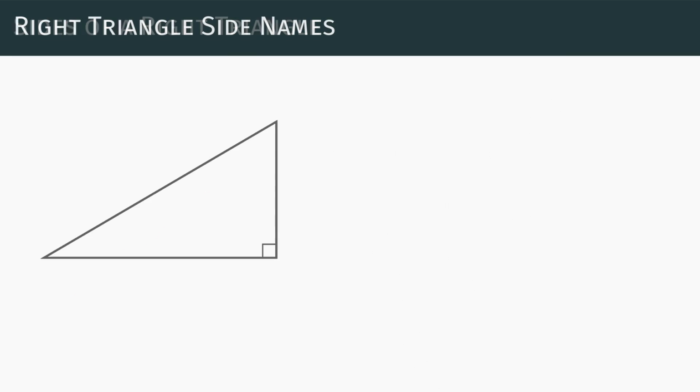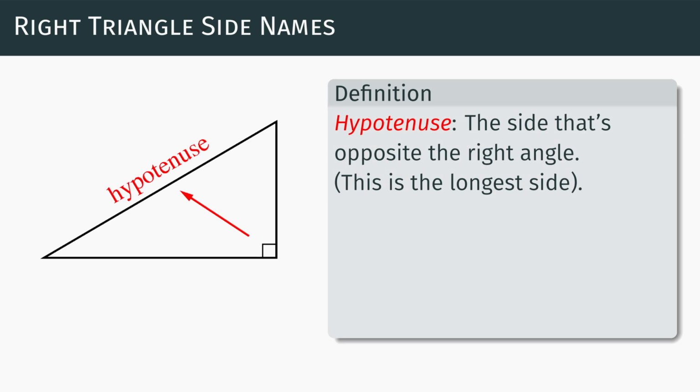So before we go on, let's get some names for these sides so we can talk about them a little more precisely. First, what's that diagonal called? We call that the hypotenuse. So the hypotenuse is the side that's opposite the right angle, and that's always the longest side for a right triangle because it's opposite the biggest angle in a right triangle, the 90-degree angle.